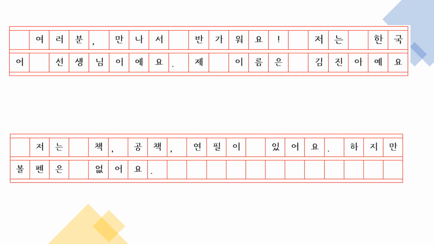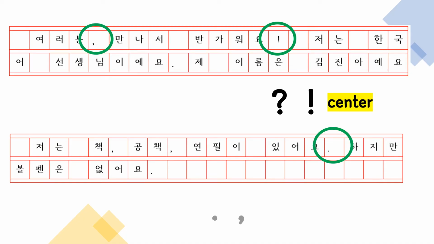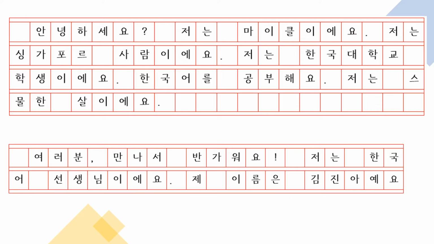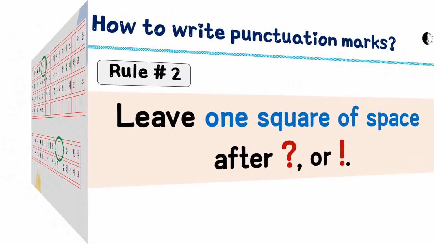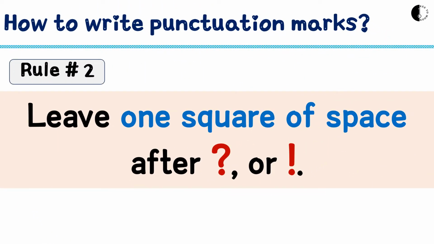Let's see here too. For question marks and exclamation marks, please place them in the center of the square. And for periods and commas, please write them in the bottom left corner of the square. Shall we take another look here? Did you notice anything? Like the example, please leave 1 square of space after question mark or exclamation mark.